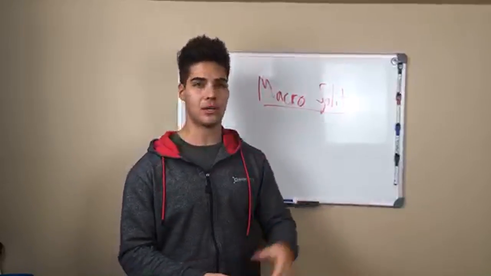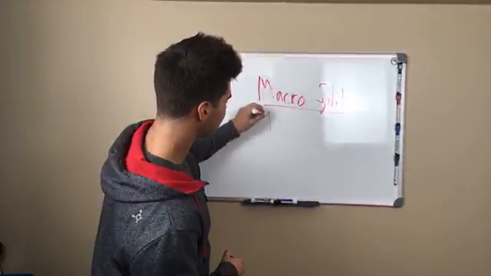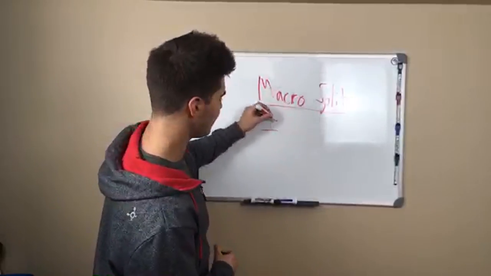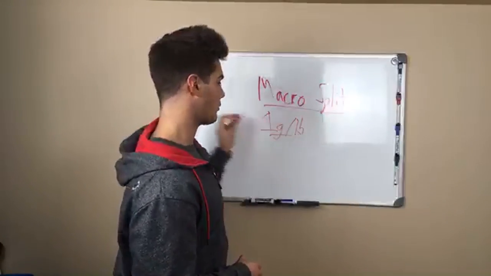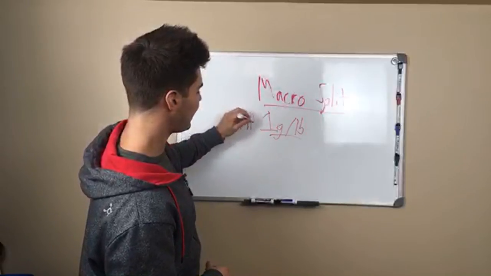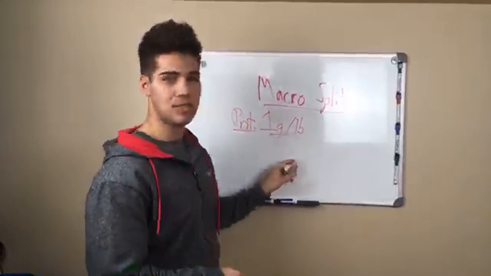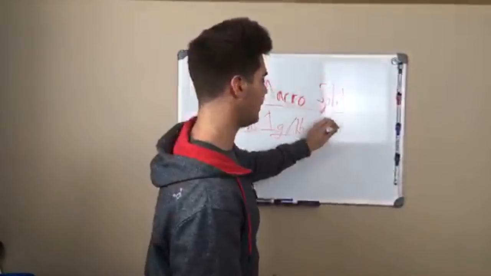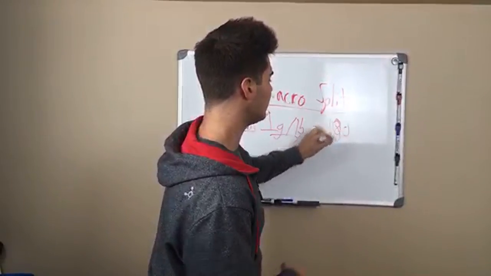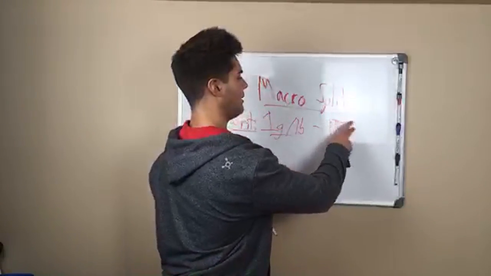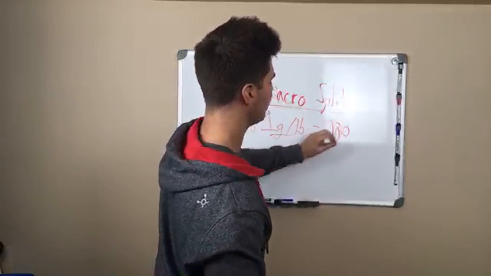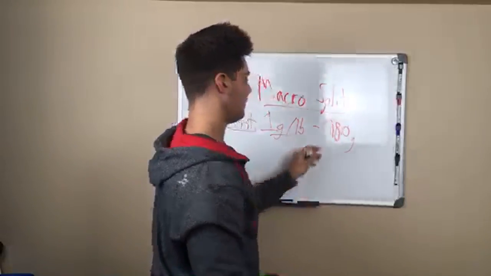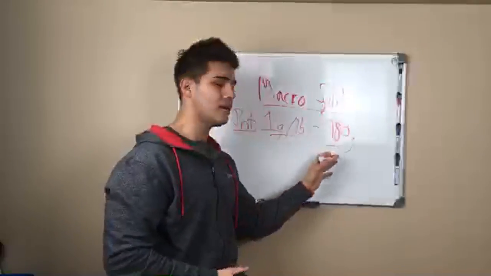Then when it comes to your macros, 1 gram per pound for protein. So setting protein, 1 gram per pound. That's for protein. Once you set that, let's say you're at 180 grams. After that, you can go ahead and set your fats.